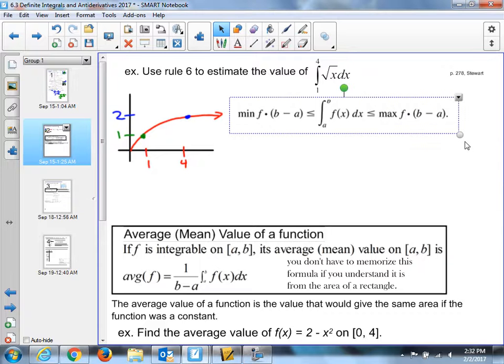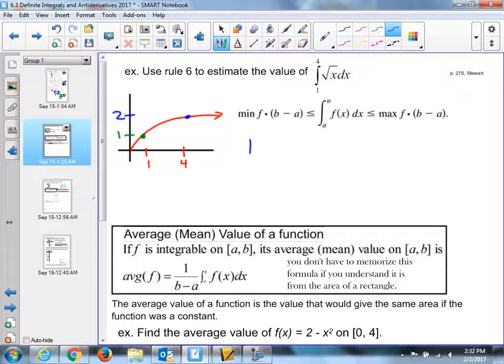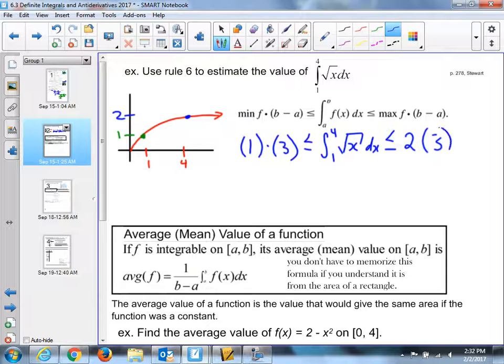So using this rule, it doesn't really help us a lot here, but it shows how it applies. The minimum of the function on that domain, 1 to 4, is 1. So the minimum times (b minus a), which is 4 minus 1, 3, is going to be less than or equal to the integral from 1 to 4 of root x dx, which is less than or equal to the maximum of the function, 2, times (b minus a), so 4 minus 1, which is 3. All this tells us, in this case it's not really useful, but we are guaranteed the value is in between 3 and 6.